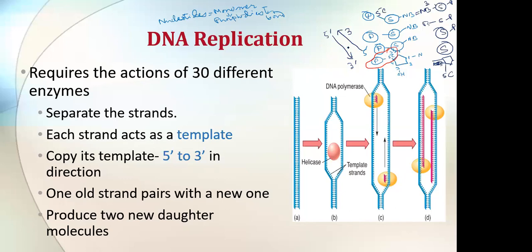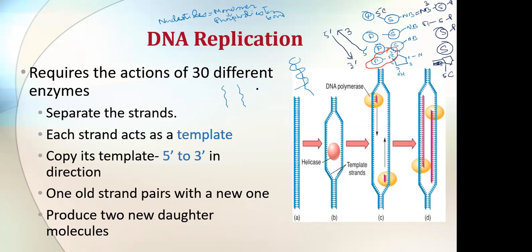Okay, these two are parallel, but they run in opposite directions. So that's why these two strands are anti-parallel. Okay. So DNA replication. These two strands are together and they make a double helix structure, right? So like this. If they are together, remember it's the semi-conservative model. So the first thing it has to do is separate the strands from each other.